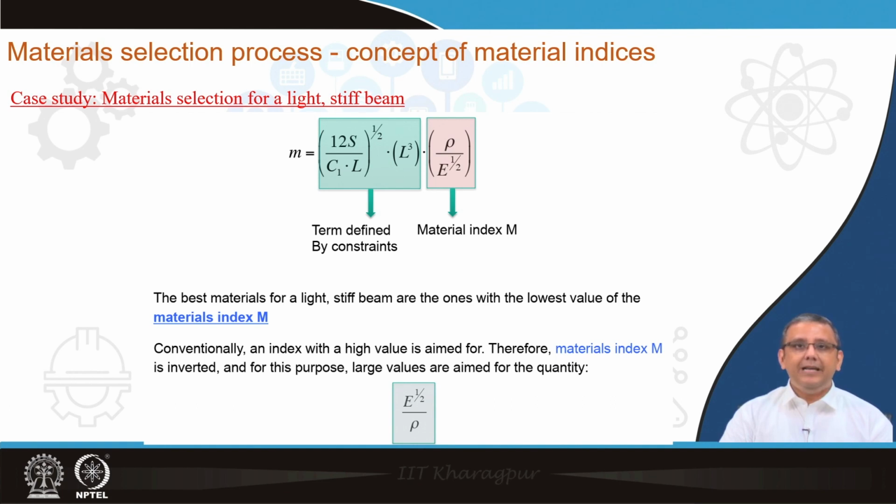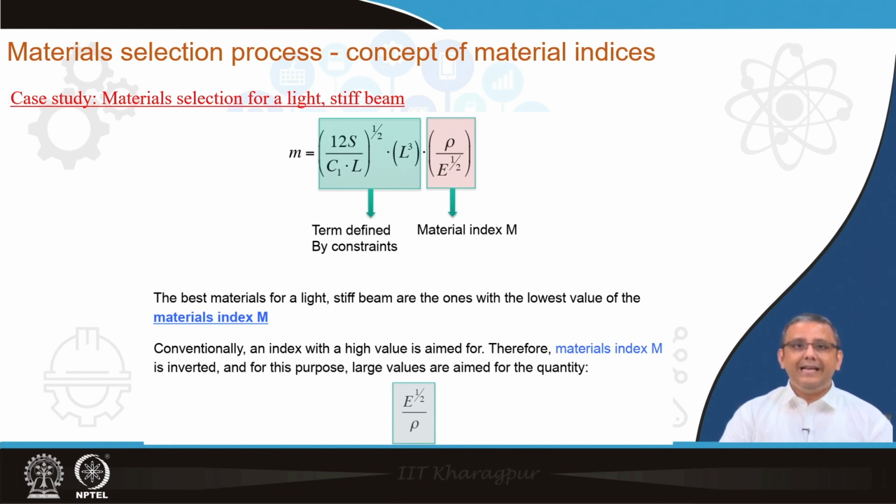That leaves us with this purple marked portion, rho over E to the power half, and this is the so-called material index, because both rho and E are material properties, and these can be optimized to minimize the mass of the beam. That means the proper material selection will give us the lowest value of m.